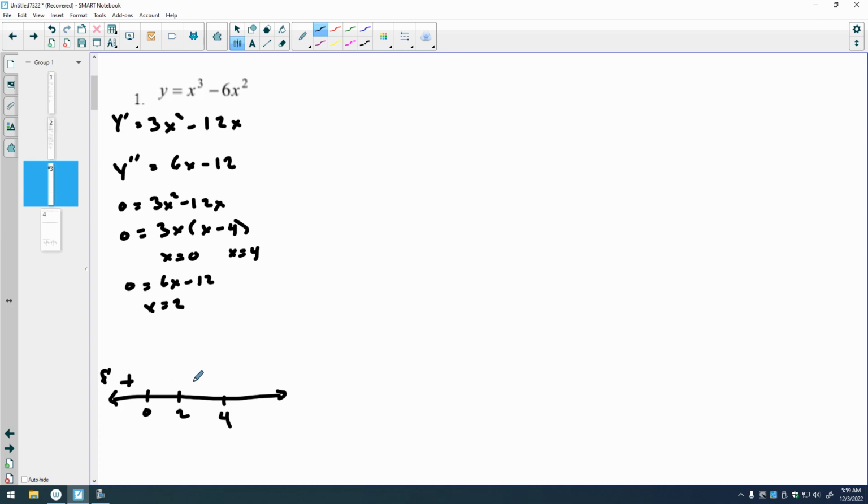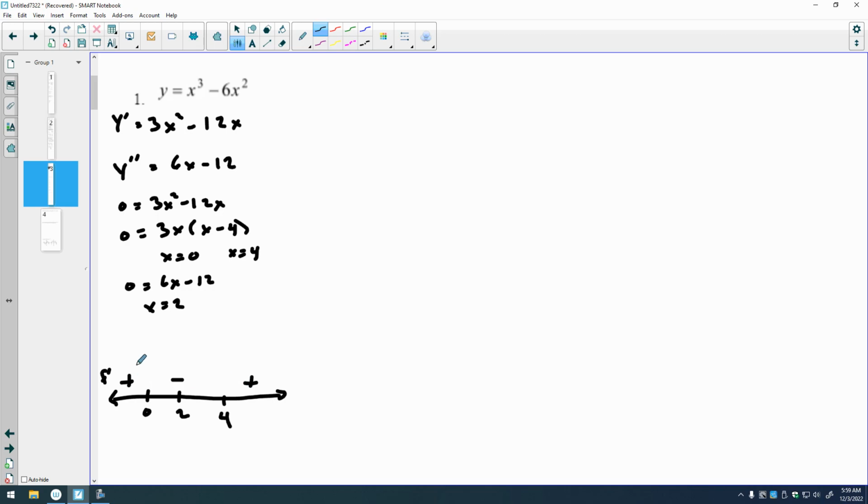Something to the right of 0 but the left of 4. How about 2? Plugging in 2 makes that positive, makes that negative. A positive times a negative is negative. To the right of 4, this is positive. Something bigger than 4 minus 4 is positive. A positive times a positive is a positive.